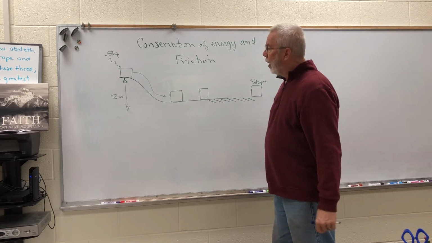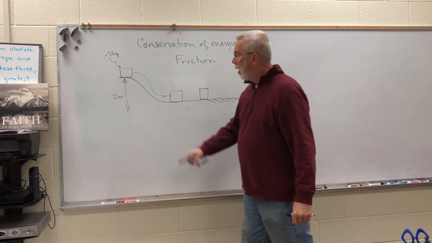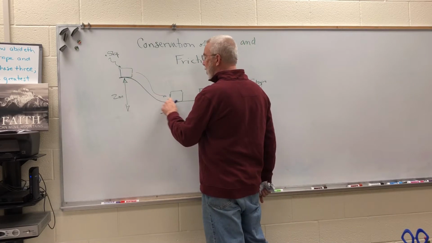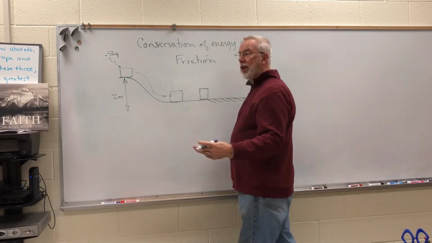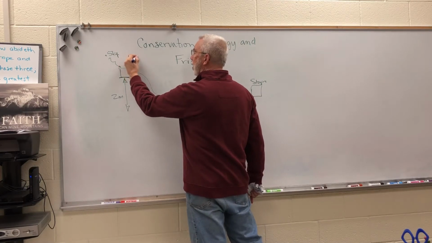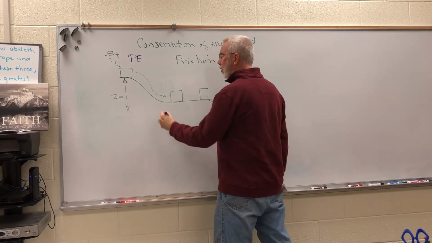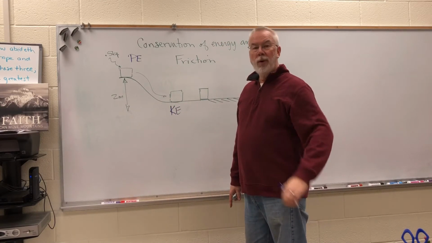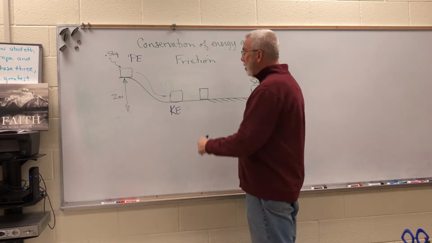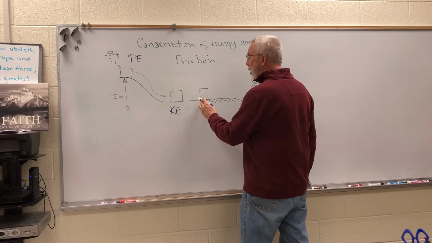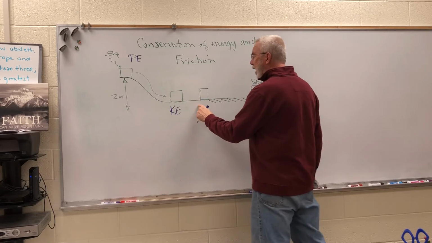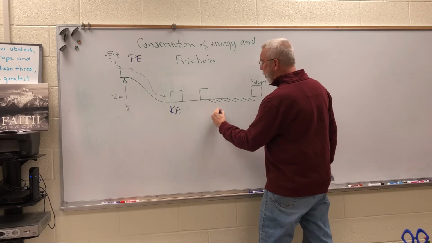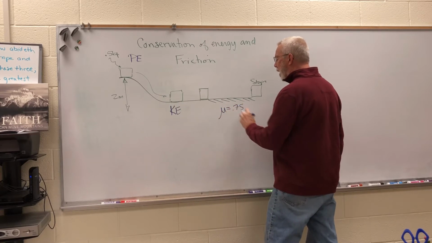So in this particular problem, we've got a 0.5 kilogram block sitting at the top of a 2-meter high hill. The block is going to slide down the hill, and in doing so, the potential energy of the block at the top of the hill will be equal to the kinetic energy at the bottom of the hill. We've talked about that in class before. Then, the kinetic energy that the block has will be taken away as it slides across the friction. Let's give this a coefficient of friction of 0.75.